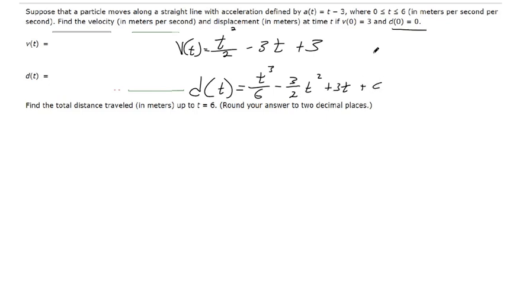They give us this initial information. If you plug in 0 everywhere, you're going to find out 0 equals 0 minus 0 plus 0. So c is going to be 0. Or you could just drop it. So that's our displacement formula.